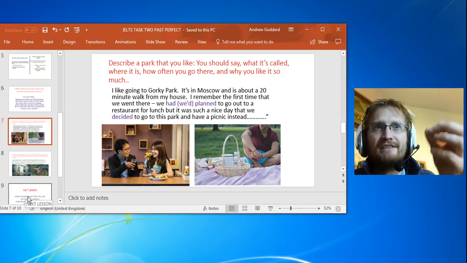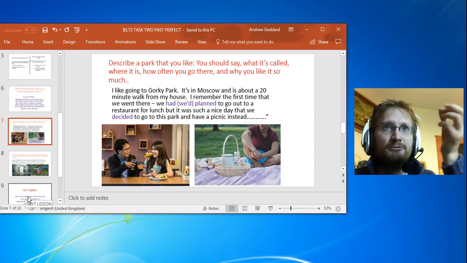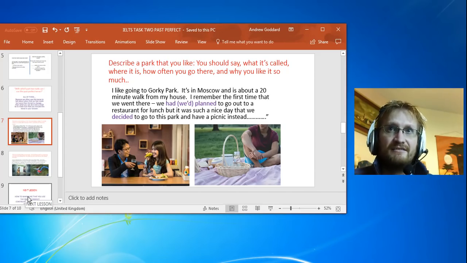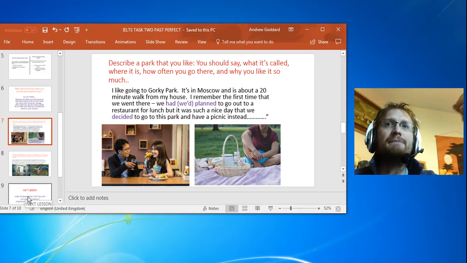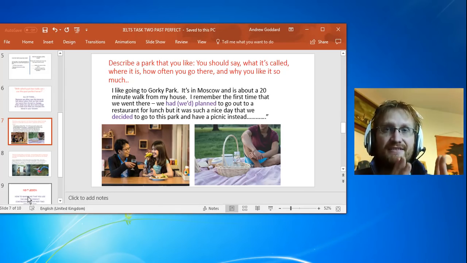And before I talk specifically about this question, I also want to make a general point here. You will see that this question is written in the present tense. Describe a park that you like. You should say what it's called, where it is, how often you go there, and why you like it so much. So, here is a big piece of advice for you.